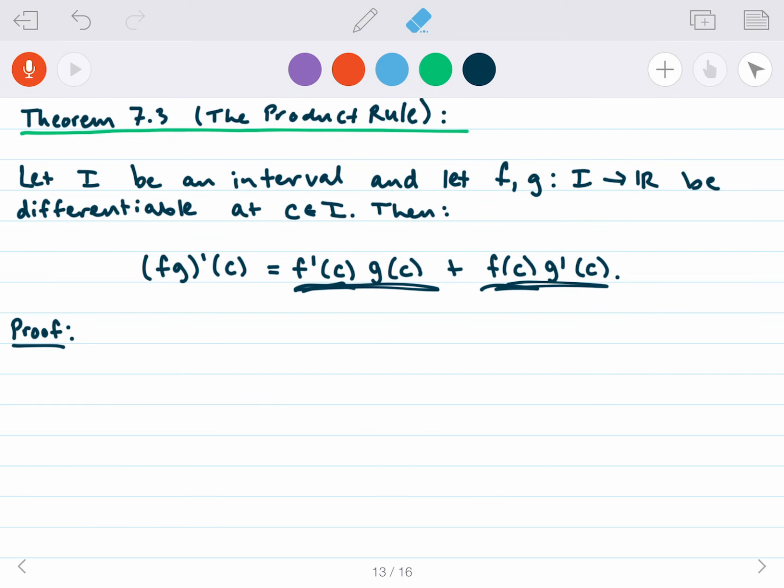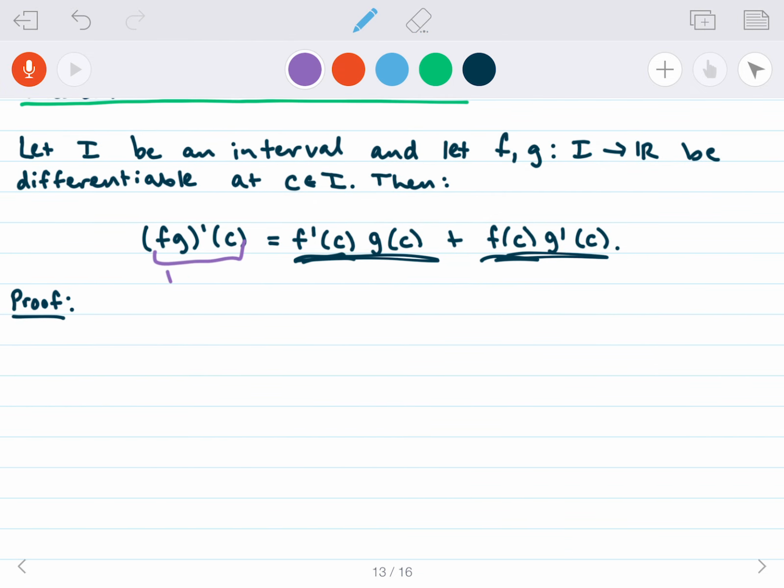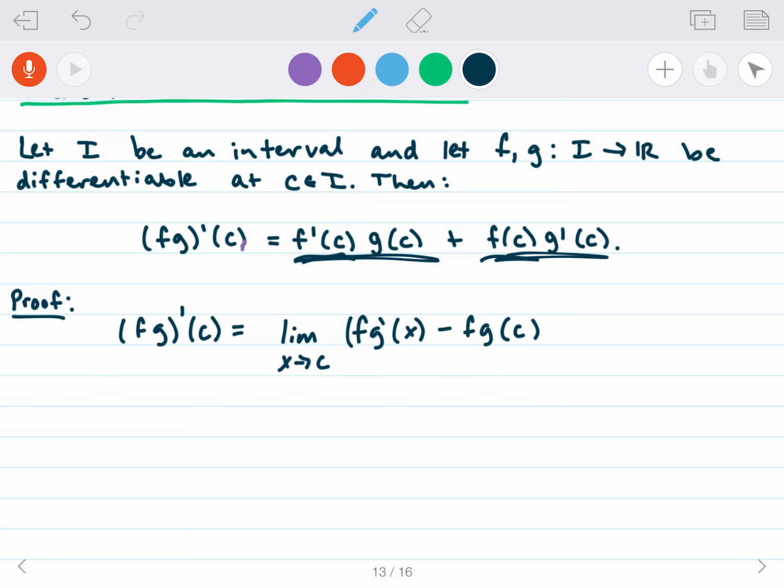So, that's the product rule. Let's go ahead and prove it. We can prove it just from using our definition of derivatives and our functional limit laws. So we have the following. We have (fg)' of c, just by definition of the derivative, is going to be the limit as x goes to c of fg of x minus fg of c, all over x minus c.